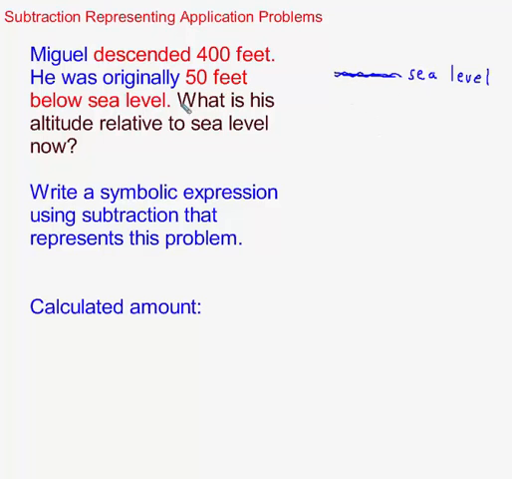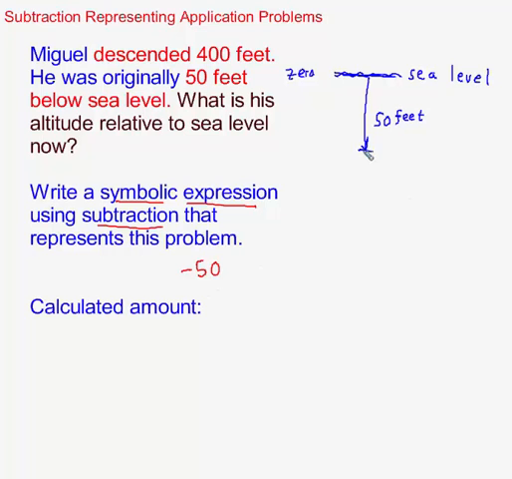He was originally 50 feet below sea level. So if you think of sea level as being the number 0, then 50 feet below sea level can be thought as a position of negative 50. So I'm going to write negative 50 to start my symbolic expression. Now remember, we have to use subtraction in the problem even if addition applies. So we are currently 50 feet below sea level, or think of that as a position of negative 50 feet.